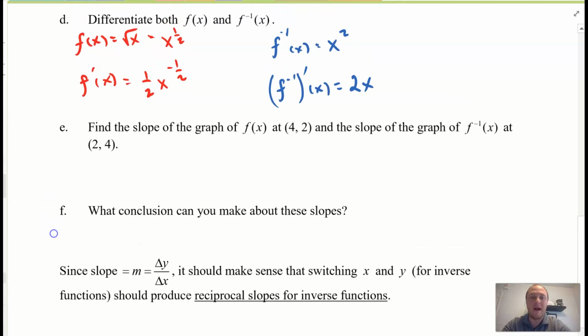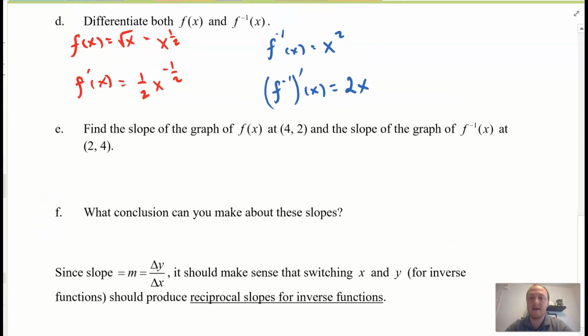It says find the slope of the graph at 4, 2 for f of x, and the slope of the graph of f inverse of x at 2, 4. So notice that these 2 points here are image points. They're reflections of each other. Okay, so f of x at 4. If I want the slope of the graph here, I'm going to plug it into f prime. So f prime of 4 is equal to 1/2 times, that's 1 over root x, which I want to plug in 4, square root of 4. So that is equal to 1/4, right?